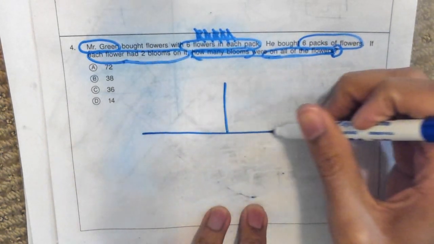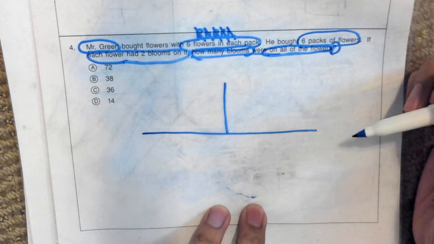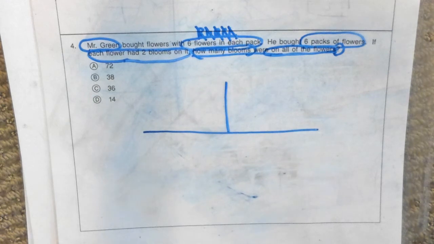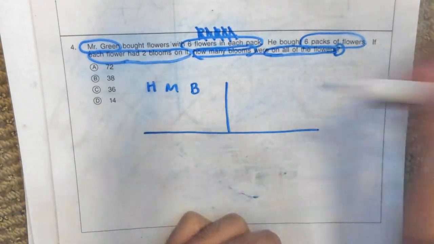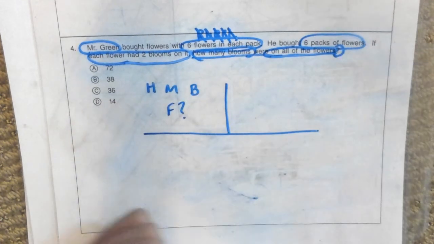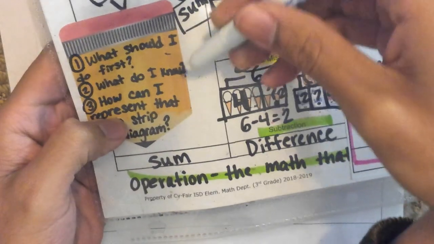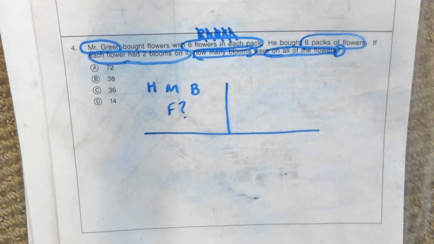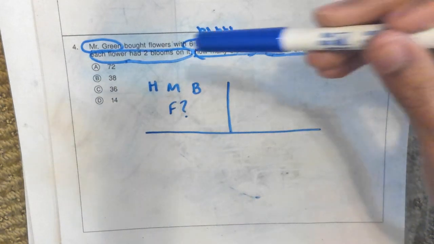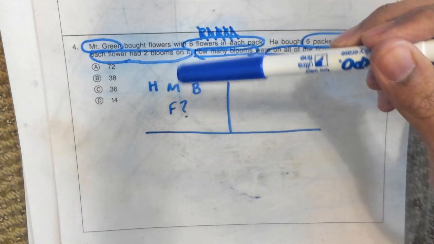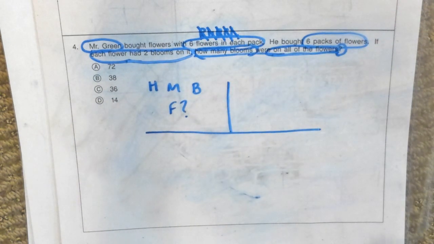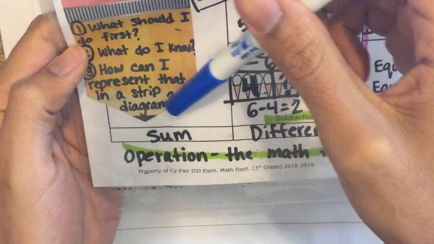So go ahead and draw your 3-step process, and let's answer the question, what should I do first? My main idea is going to say, how many blooms are on all of the flowers? My next question is, what do I know? Well, I know that this problem is about Mr. Green, and I know that he bought 6 packs of flowers with 6 flowers in each pack. And I also know that each flower had 2 blooms on it. So our next question, how can I represent that in a strip diagram?